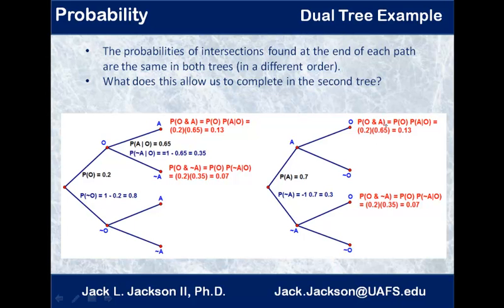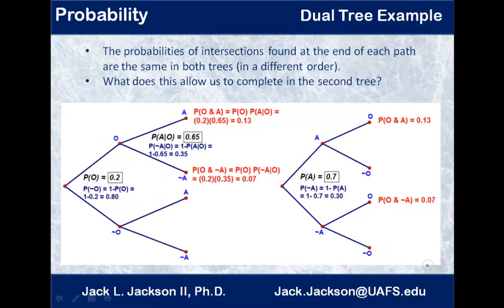Okay? But what we know is we know these probabilities at the end and we know the probabilities here. Well, just like over here in the left tree, when we multiplied the 0.2 times the 0.65 to get the 0.13 at the end, we're going to multiply 0.7 times the probability of O given A, excuse me. Probability of A times the probability of O given A is the probability of the intersection. So if we multiply these first two probabilities to get the one at the end, that means we could take the one at the end and divide to get the one that's missing.